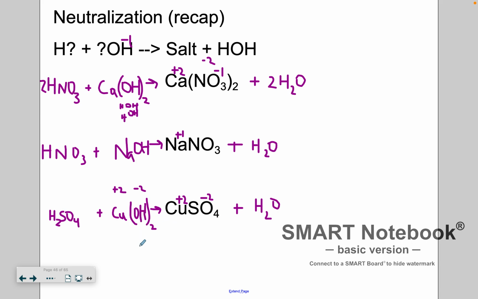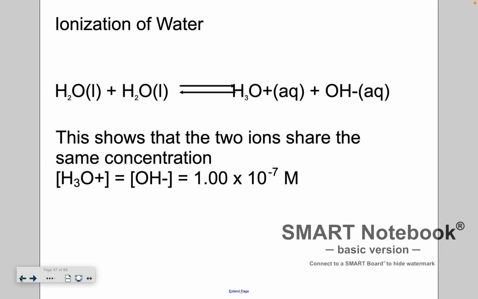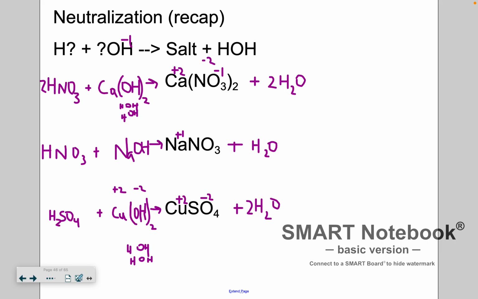Am I balanced? Well, I have 2 OHs here, and there's the hydrogen, so there's one here, and the other hydrogen will go down here. So how many water molecules do I have? I have 2. All right, so that does it for neutralizations.